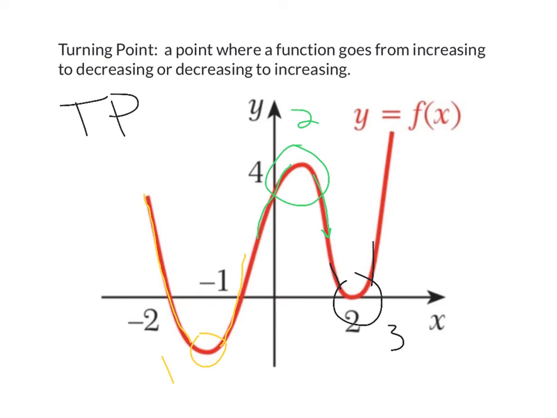To find the degree, I need to add 1 to the number of my turning points. So my degree would be 3 plus 1, or 4. So this function graph has a minimum degree of 4. Please take a moment to pause this video and record this example in your notes.